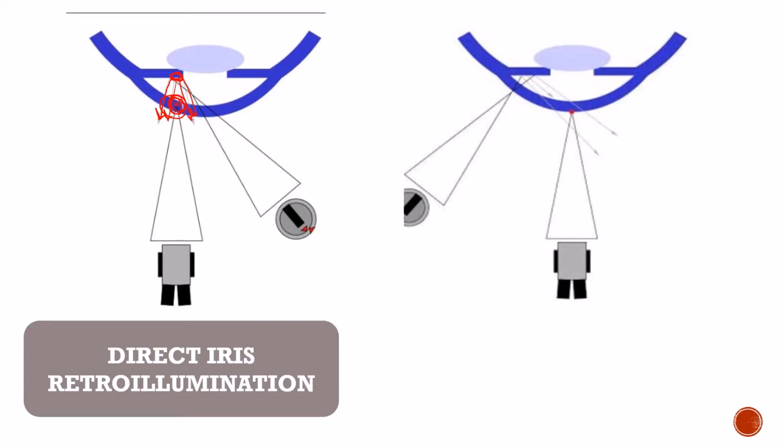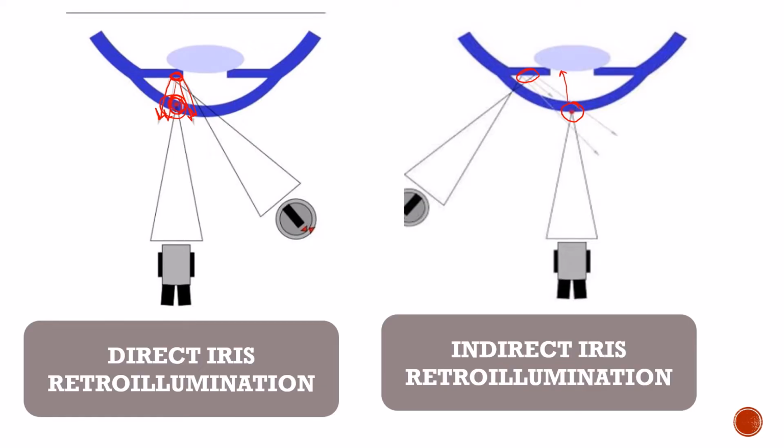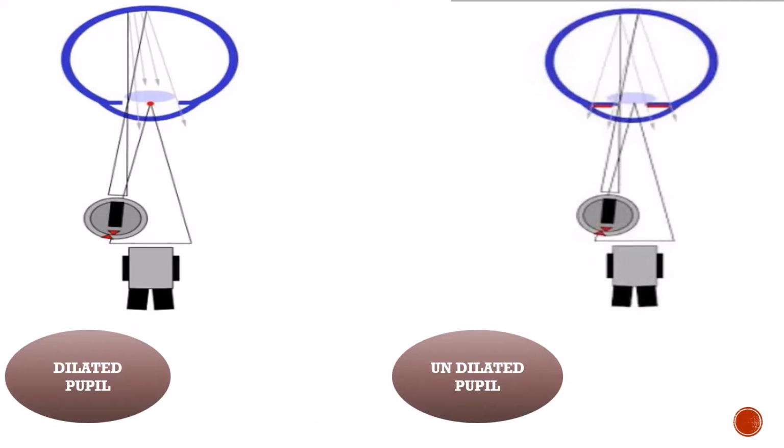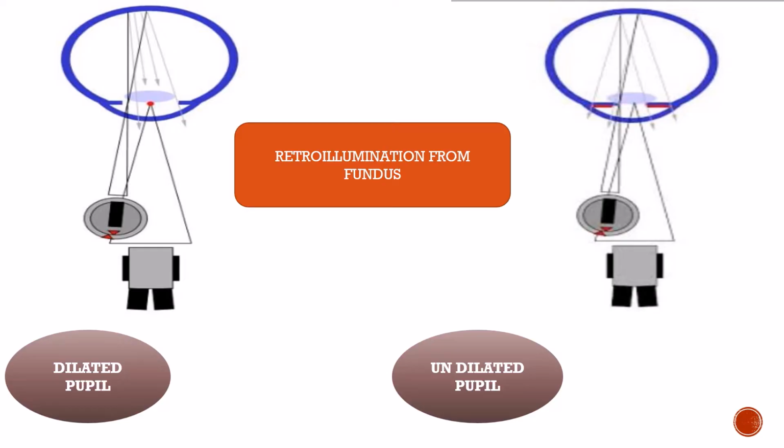So this is called direct iris retroillumination because we are putting the illuminating light directly behind the object of interest. However, in the second picture, you can see that the object of interest is located over here, whereas the light is not put directly behind this, that means on the lens, but we are putting it somewhere here on the iris. So when the light is not projected directly behind the object of interest, it is called indirect iris retroillumination.